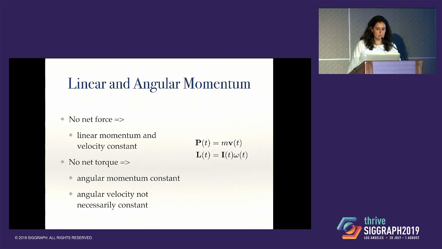So for a rigid body, the linear momentum behaves very much as if it was a particle. So if there's no net force, both linear momentum and velocity are constant. But angular momentum is a little bit of a different beast. So if there's no net torque, angular momentum is constant, but the angular velocity is not necessarily constant, just as in that example with the ice skater.